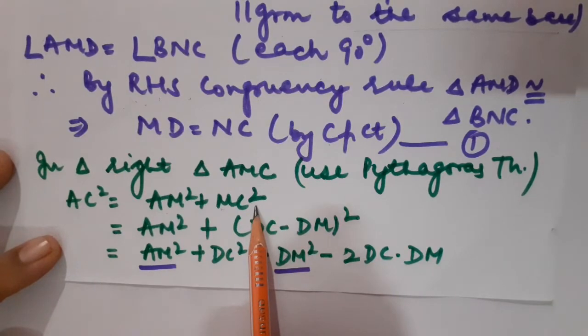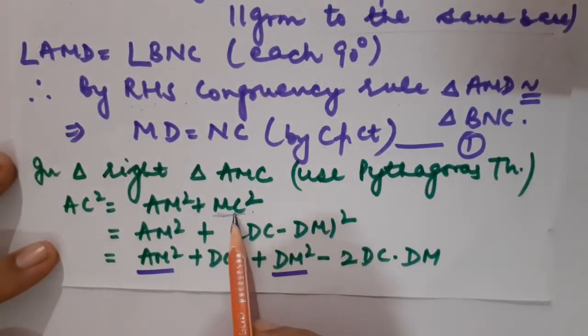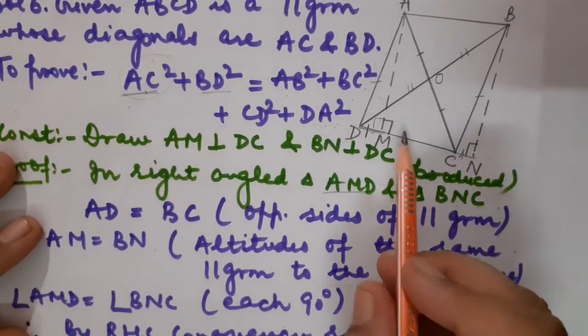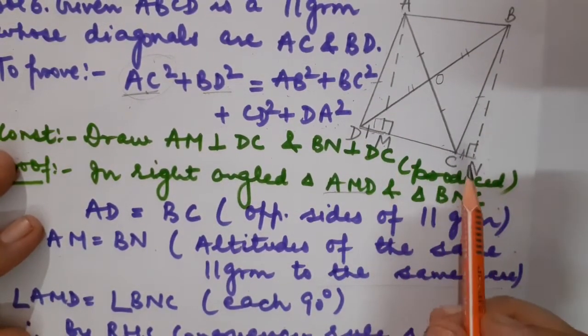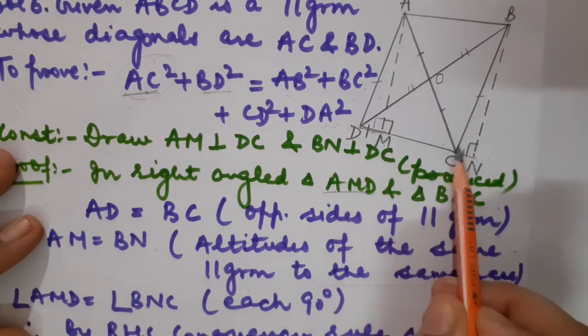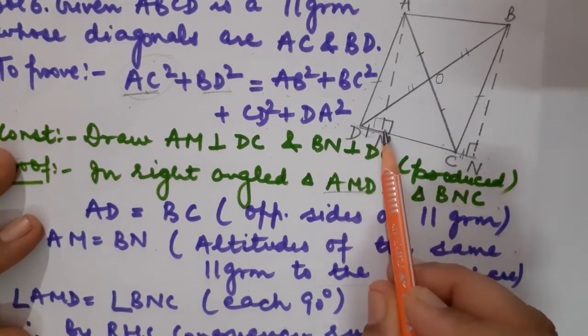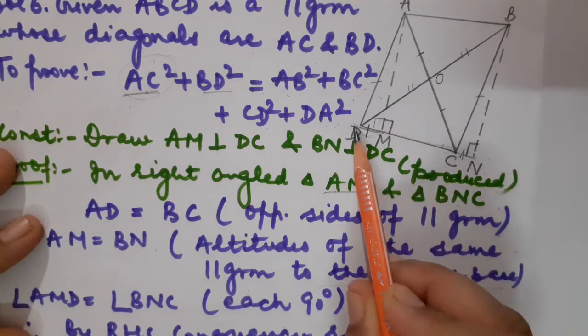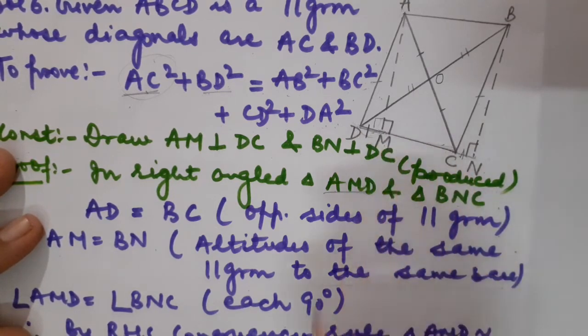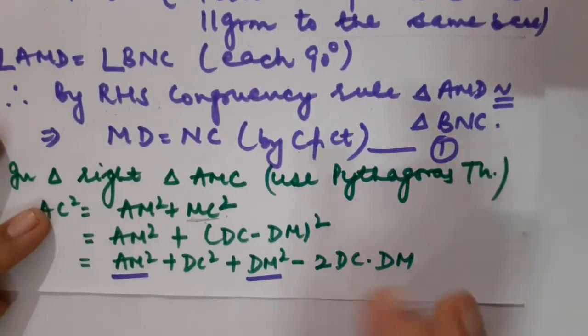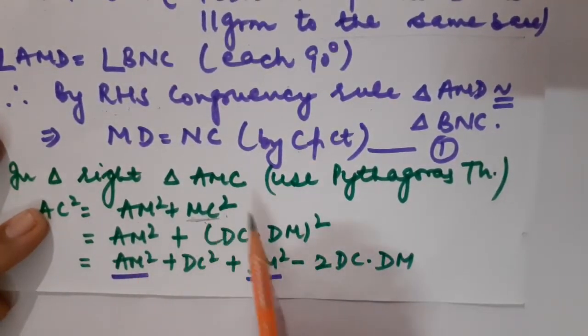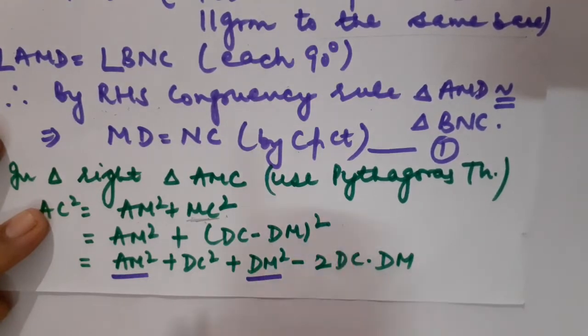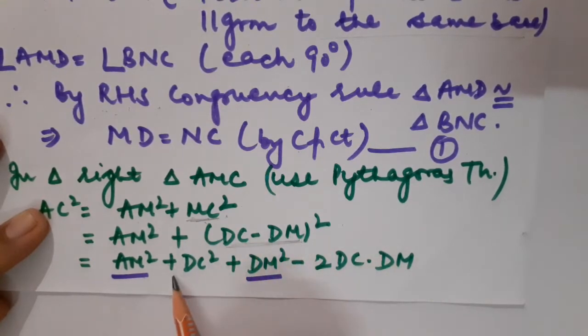Understood? Got it? Okay. Now children, can I write this MC, here it is MC, as DC minus DM, so that I can replace this MC by DC minus DM? Can it be done? Yes, of course. So I have written in place of MC square that DC minus DM whole square. So it would become AM square plus, let us apply (A minus B) whole square, DC square plus DM square minus twice of DC into DM. Clear?